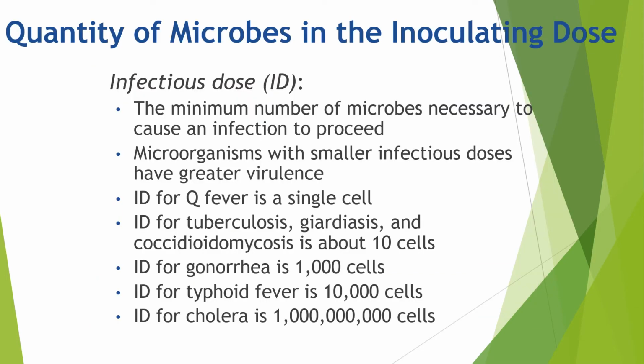Now, the quantity of the bacteria that will make you sick, we refer to it as the infectious dose. And the infectious dose is basically the minimum amount of microbes necessary to cause an infection. And that infectious dose will differ from one microbe to another. So some microorganisms will make you sick and infect you with a very small infectious dose. And so these would mean that they have a pretty high virulence.